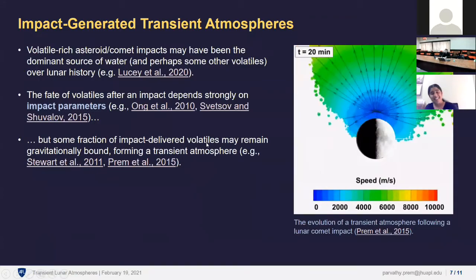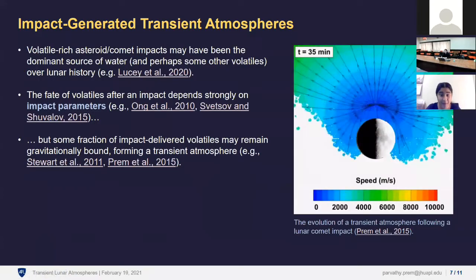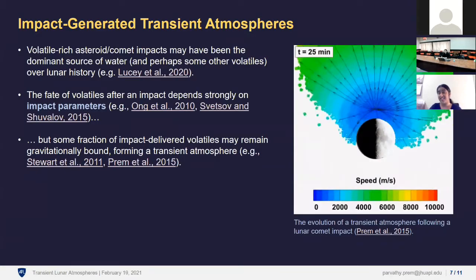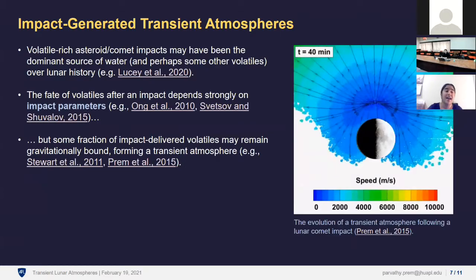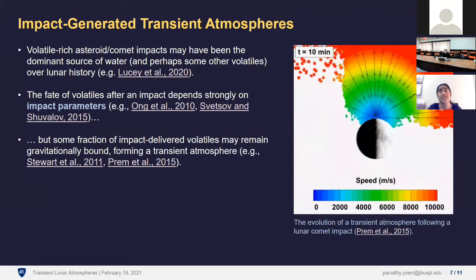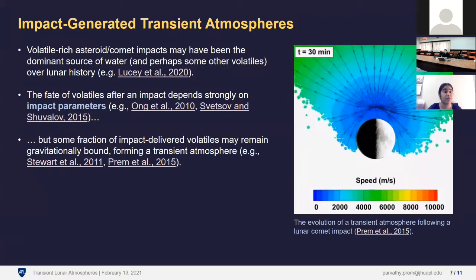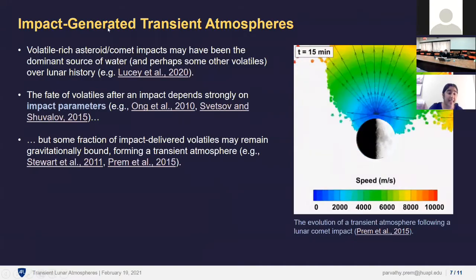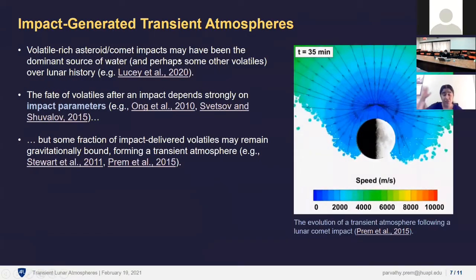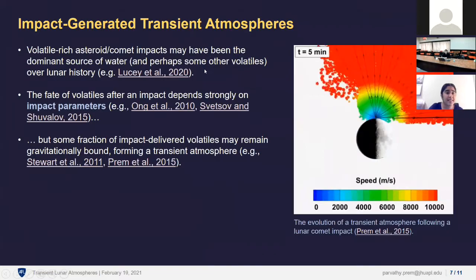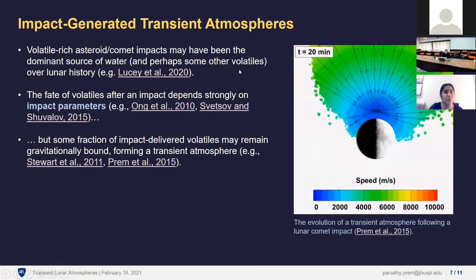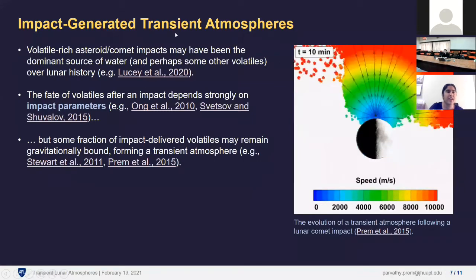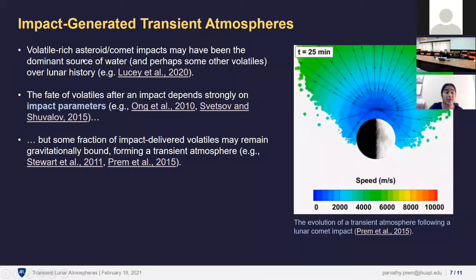And so the next kind of atmosphere, which I'll talk about in a bit more detail, since this is based on some work that I've done, is the impact-generated transient atmosphere. If we think about all of the different sources of volatiles to the lunar surface, one of the most dominant sources was likely asteroids and comets. Over the history of the moon, asteroids and comets have very possibly delivered more volatiles, specifically water, but also other volatiles to the moon over the course of lunar history.